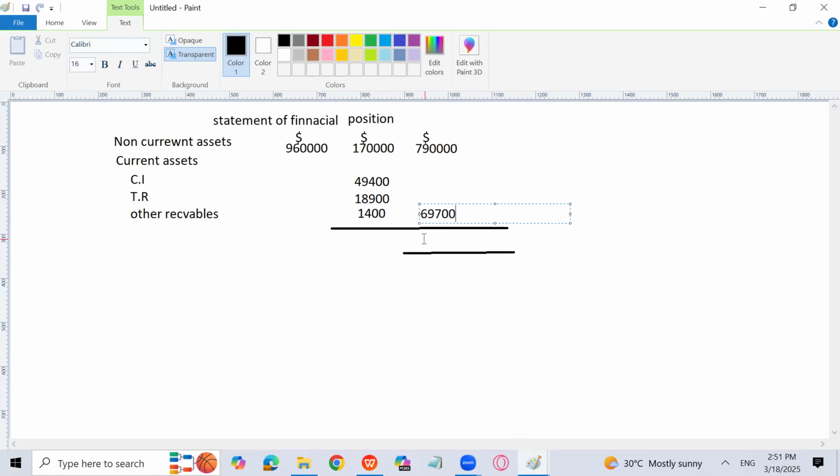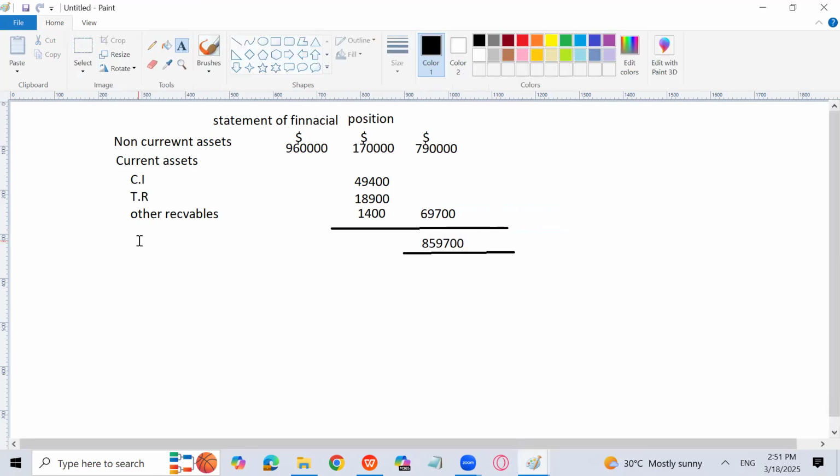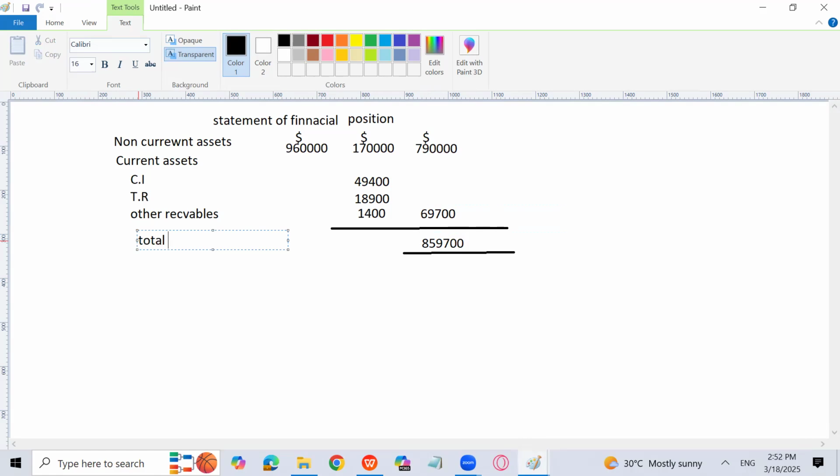69,700, and the total assets 8,59,700 is going to be the total assets. Then the other part of the question is to write the equity and liability section for the balance sheet. So let me write the equity and liability section.